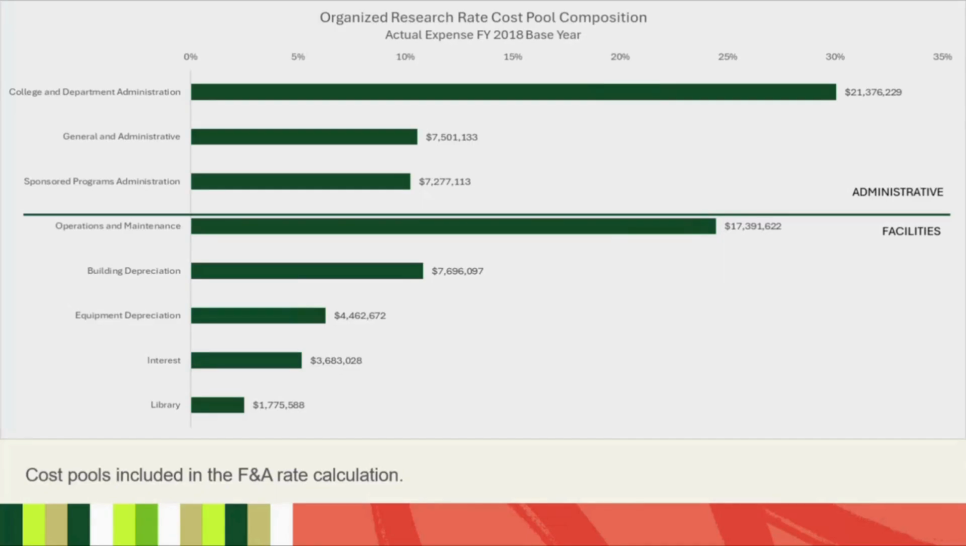O&M is the biggest chunk of the uncapped pool. So that's why that space survey is so important to get those costs allocated to organized research appropriately. Building depreciation, equipment depreciation, interest, and then the library, because the library really gets watered down because of the student population. Because I know when I was a student, I spent a lot of time in the library, as opposed to graduate students and researchers and the cost of all those expensive Elsevier things that we have.